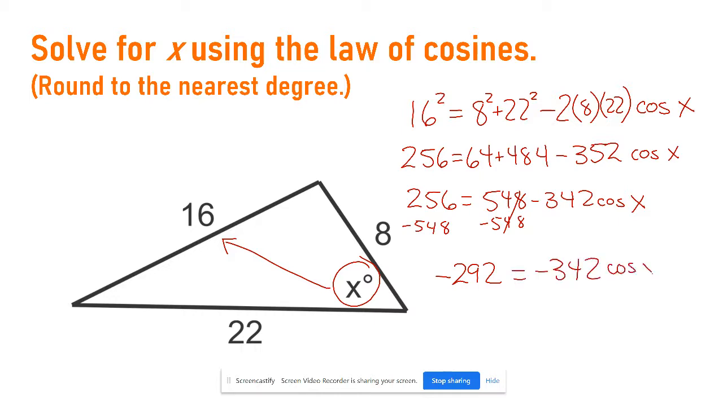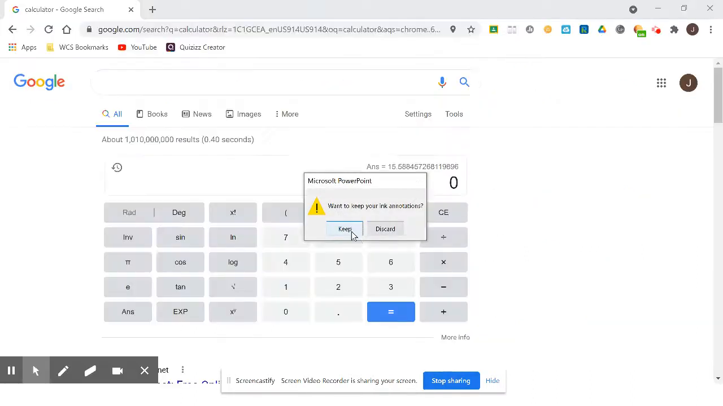So I want to get cosine of x by itself, because then I can do an inverse cosine and figure out what x is. So I'm going to divide by this negative 352. The nice thing is that's going to cancel out my negatives. I will get approximately 0.8295. You can round that off as you would like, is equal to the cosine of x. I'm going to go ahead and switch over to the calculator to work this out.